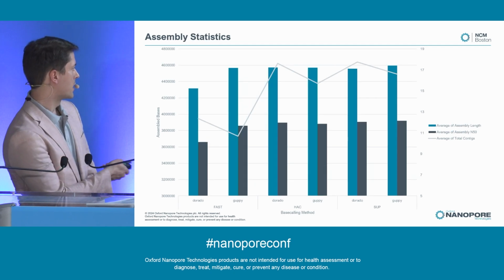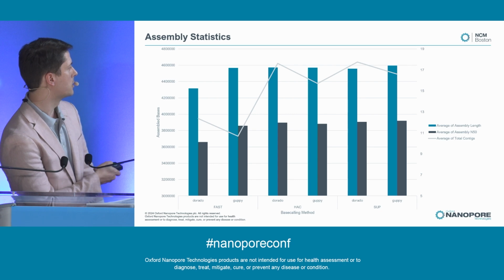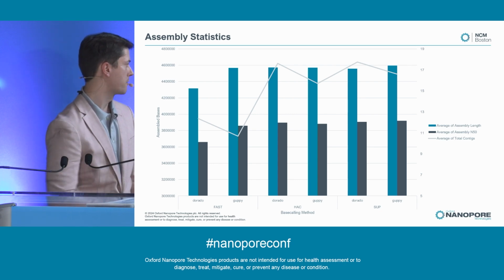The x-axis hasn't changed. The y-axis now is doubled. We've got the assembled bases in terms of the assemblies, overall base count, and then the N50 in the darker blue. And on the right, we've got contig count that's represented by the line graph.